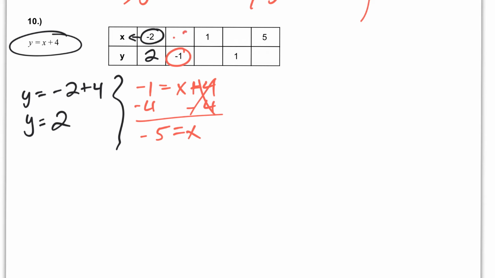So it works both ways. If they give you an x value, you can plug it in for x to find the y value. If they're giving you a y value, you can plug it in for y and do a couple of steps to find the matching x value.